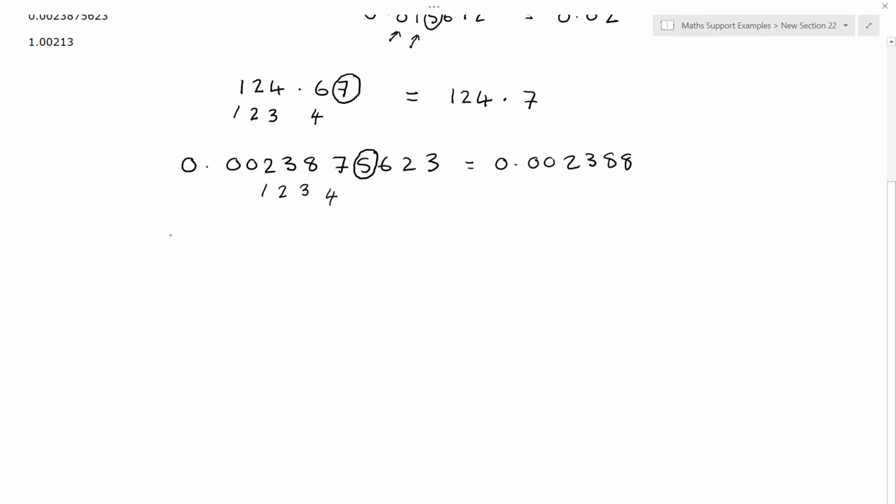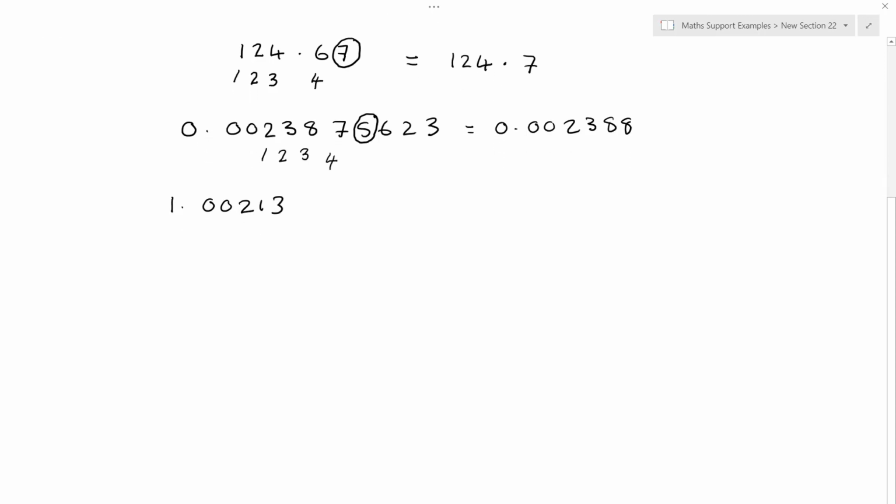Let's have a look at the final example, 1.00213. Now when zeros occur between numbers, they are significant. So for this example, 1 is my first significant value, 0 is my second significant value, 0 is my third significant value, and this 2 is my 4th significant value. And my 5th significant value is 1. And recall that will tell me whether to round up or stay as I am. Now as 1 is less than 5, it means just stay as I am.